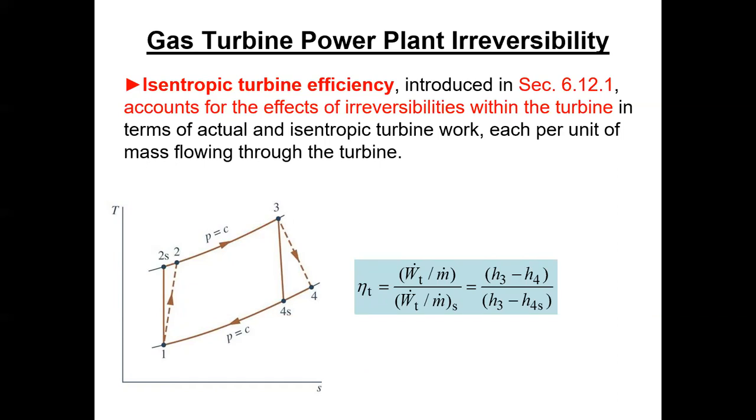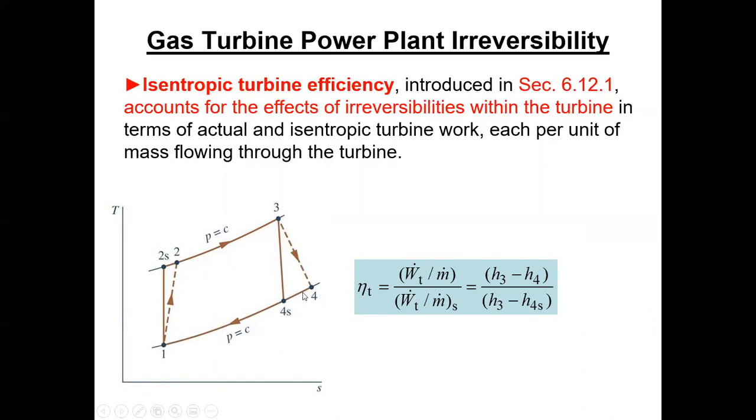Okay, so remember how we do this. For a work producing device, we put the actual on top and the isentropic on the bottom because we want it to be less than 1. Okay, so in terms of the definitions there, this would be the work per unit mass on both. For the actual, we're going to go in at 3 and come out at 4. But for the isentropic, that's straight up and down. We're still going to go in at 3, but we're going to come out at 4s. And that's the ratio.